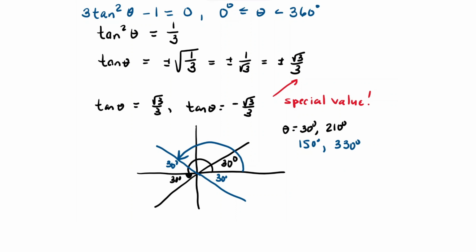So collectively, the solutions to this equation are exactly 30 degrees, 210 degrees, 150 degrees, 330 degrees. And normally we would write them in numerical order if we were formally reporting these as answers.